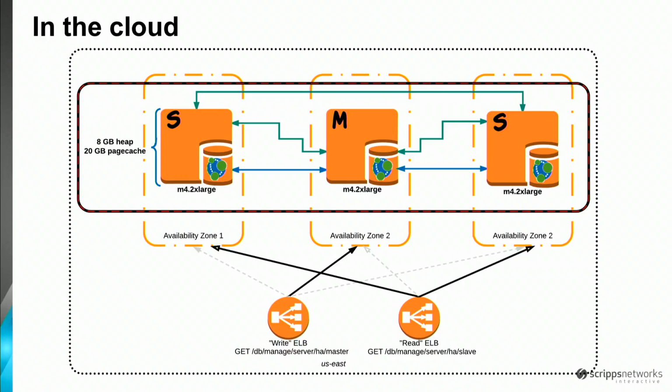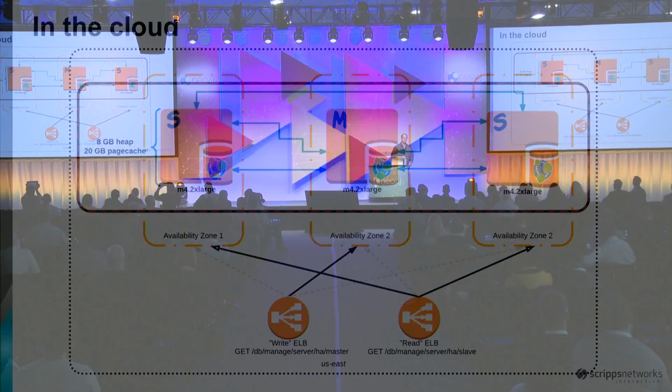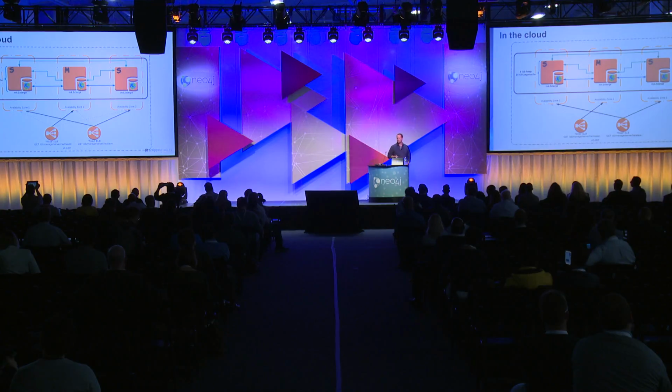Interestingly here, we actually run 2 load balancers in front of this, both pointing at all 3 nodes, but utilizing the HA endpoints on the graph database to tell us which one is the master and which ones are the slaves, because we direct all of our writes to the master and we direct all of our reads to the slaves.